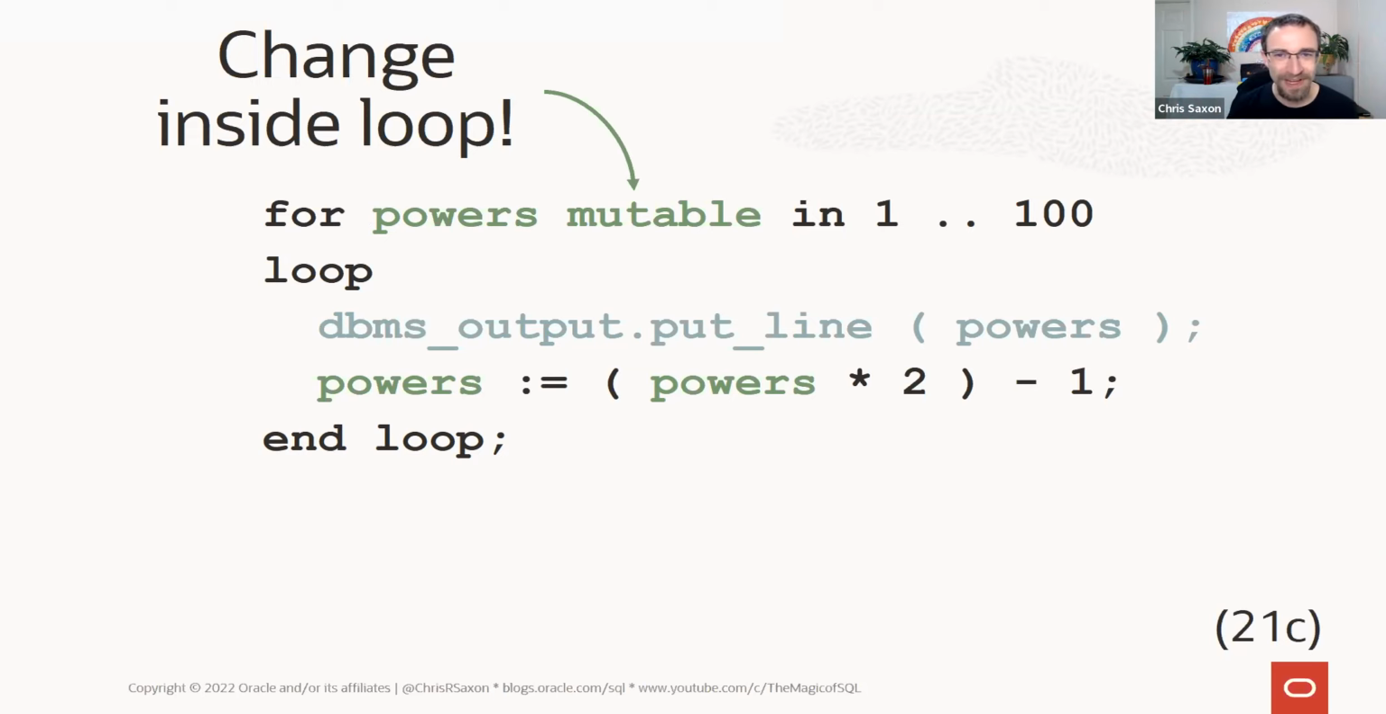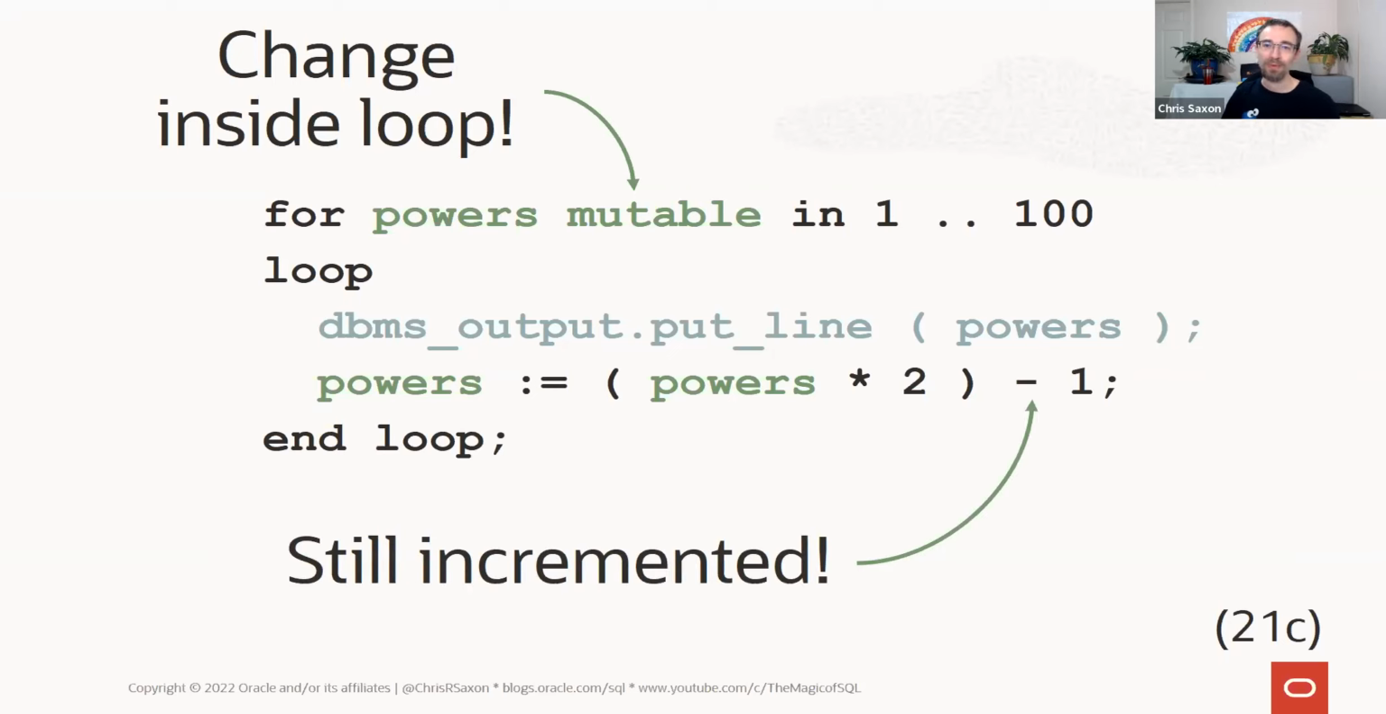Now, those of you who are paying attention and looking very closely are probably looking at this and going, hang on, you're doubling it and then subtracting one. Why are you doing that? Well, even though we're actually changing its value inside the loop, when it comes back around to start the next iteration of the loop, it still adds one. It still increments the value for that loop.